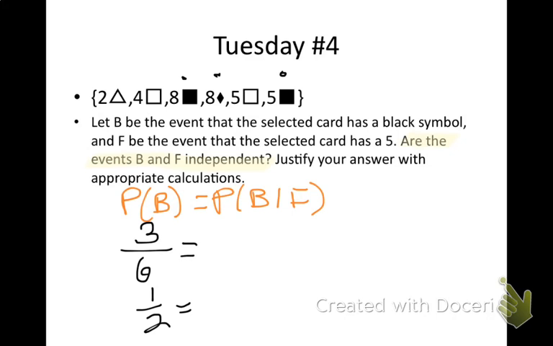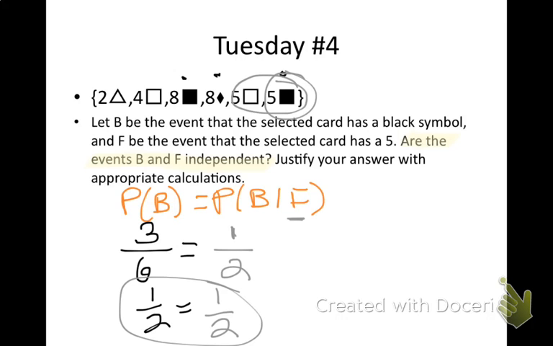The next thing that we're going to look at is a black card given that it has a 5 on it. Well, let's choose a different color for that. Let's do gray this time. So now all I'm looking at, given that it has a 5, are the 2 cards with a 5 on them. Well, there's 2 of those, and only one of them has a black symbol. So that's 1/2. Oh, look, they're both 1/2. Yay, they both equal, so they are independent.